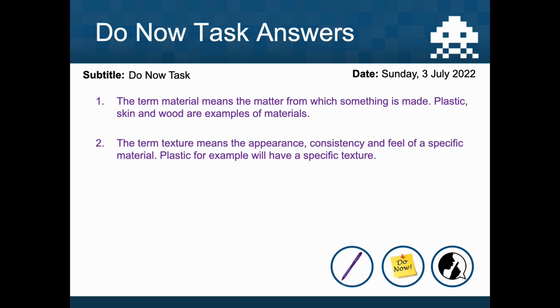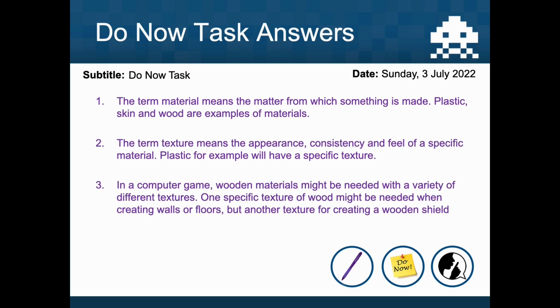Lots of answers for number three, so we're thinking around what materials and textures we might need within our computer game. So I've gone for we might need a wooden material to make a variety of different textures. One specific texture of wood might be needed when creating walls and floors, but a different texture of wood might be needed when we create a wooden shield. So those are your answers. Purple pen those as required.